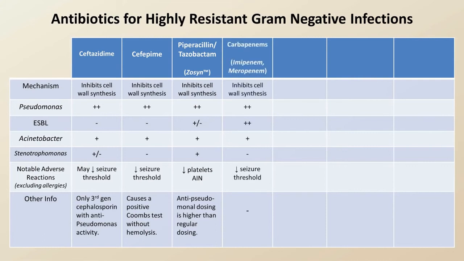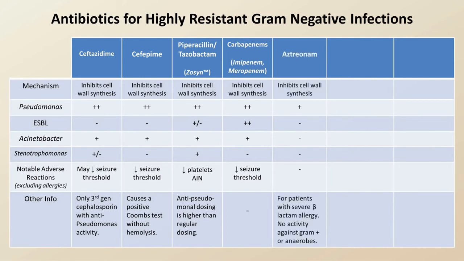The carbapenems, specifically imipenem and meropenem, have excellent Pseudomonas and ESBL coverage and some Acinetobacter. The activity of ertapenem against Pseudomonas and ESBL is less robust and should be avoided when these pathogens are suspected.